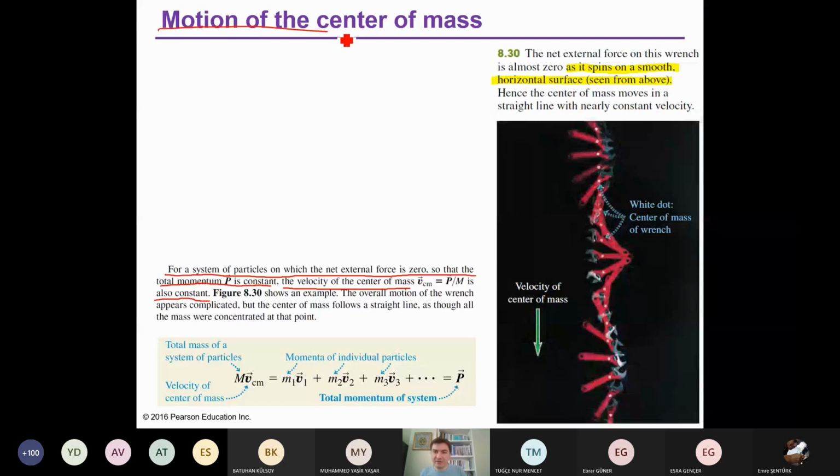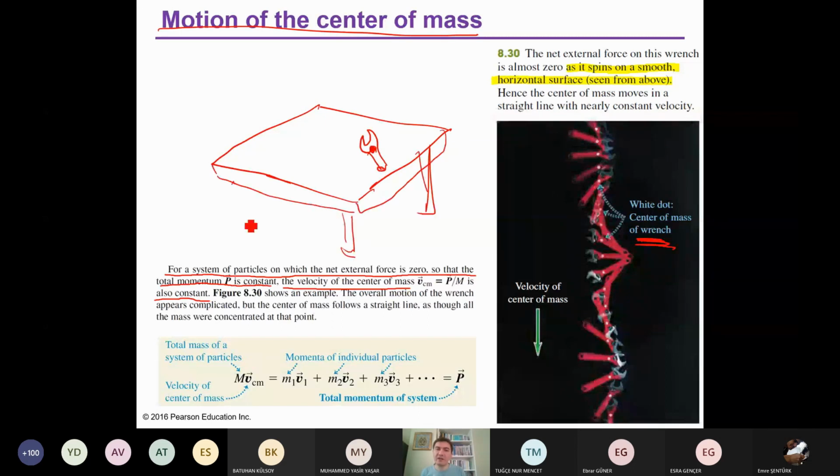Here you see a range. Look at the picture here. We have a table, and we have a range on the table. This is, let's say, the center of mass of the range, and this is the table. Then you throw this table in this direction, and you are watching from the top, taking the picture from the top.